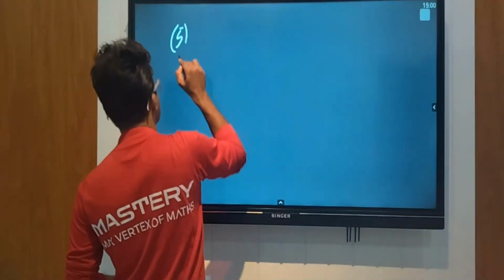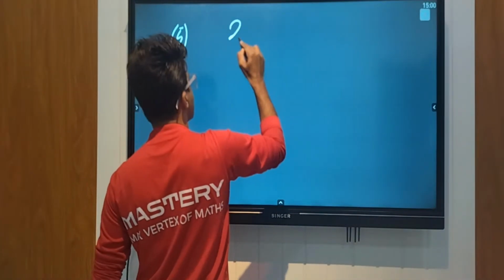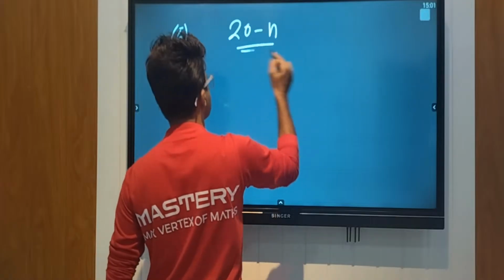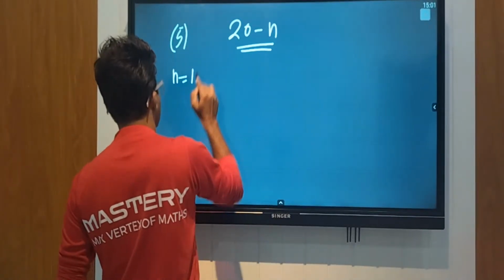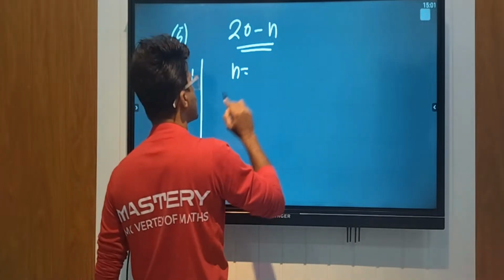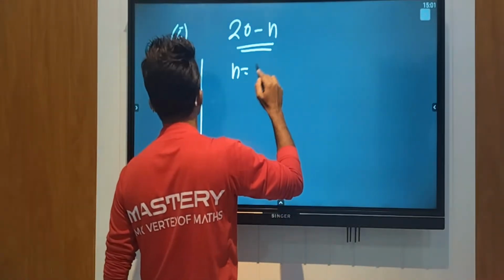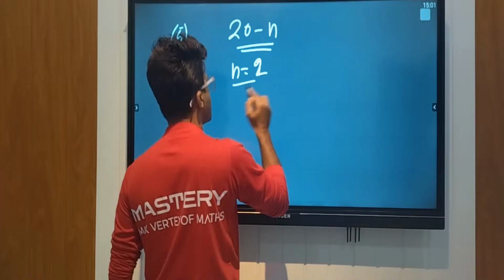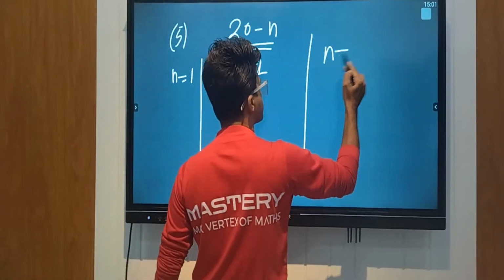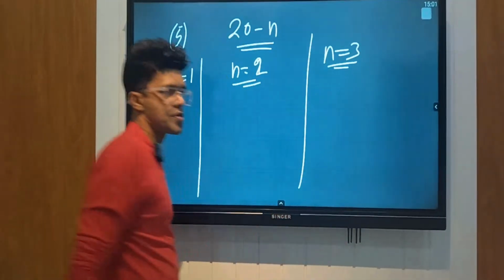Fifth question. This is 20 minus n. Just try to get the first three terms of this according to this general term. n equals 1, n equals 2, n equals 3. Try to get the first three terms, please.